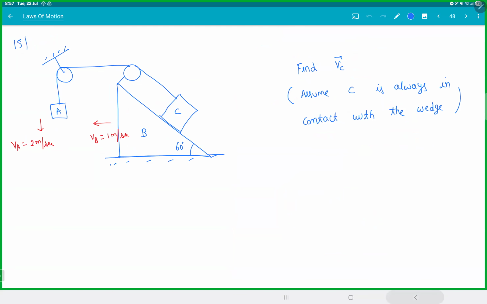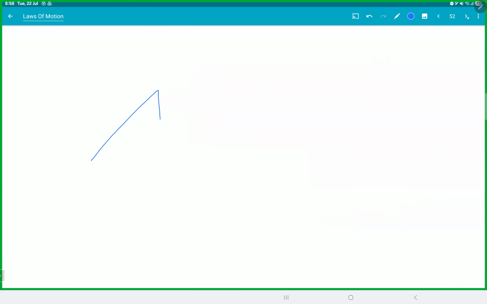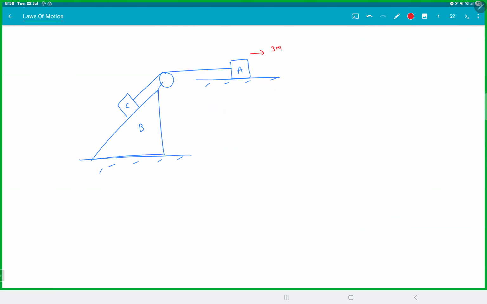Let me ask you one more like this. You guys tell me what will be the answer. Let's say this is going 3 meters per second. And let's say B is going 1 meter per second. Can you find VC?